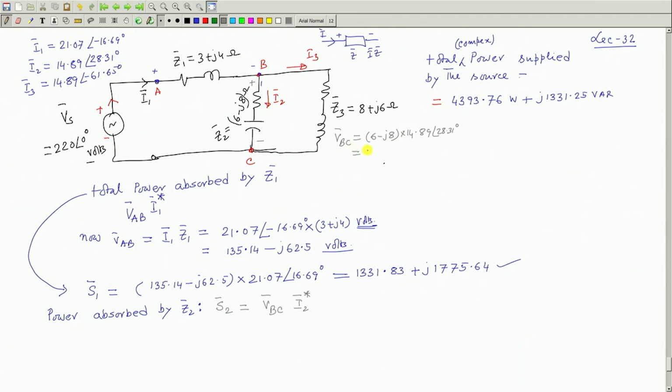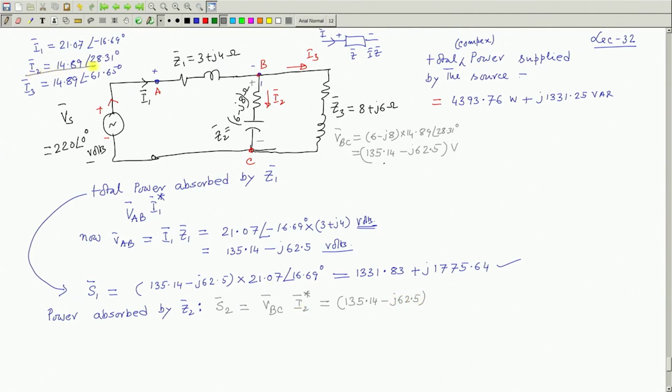And if you calculate it, it comes out to be 135.14 minus j 62.5 volts. This will be this thing, V bar BC. So, V bar BC is this. So, I put that number, 135.14 minus j of 62.5 into I2 star.